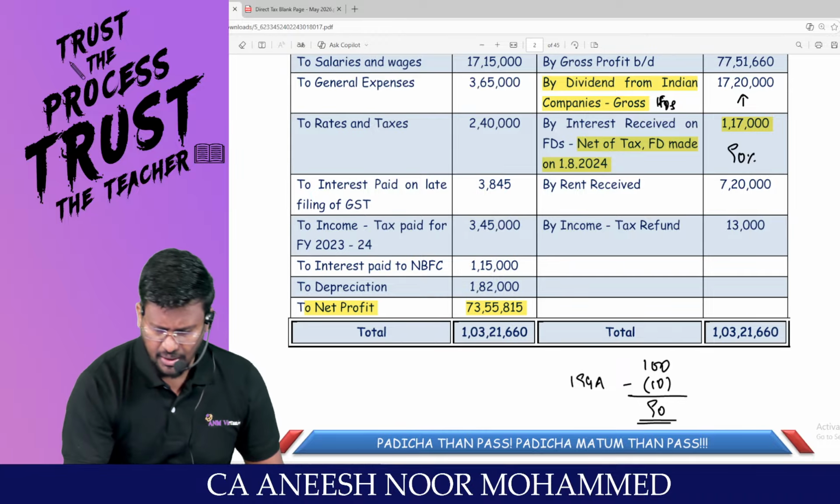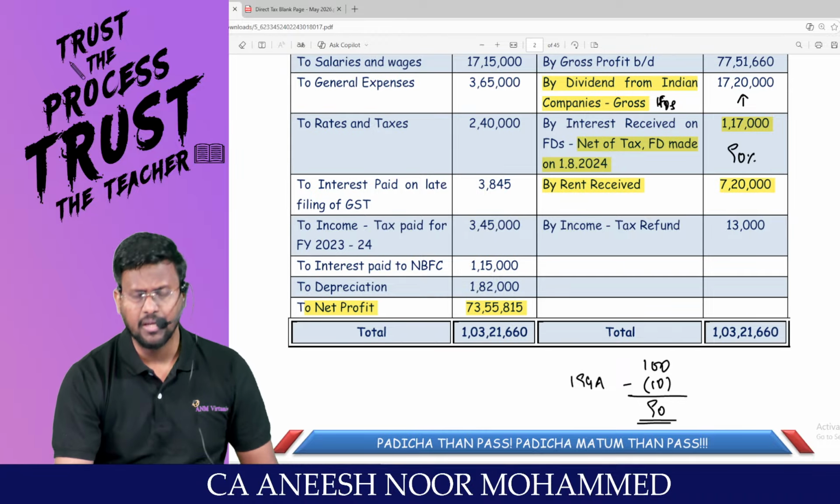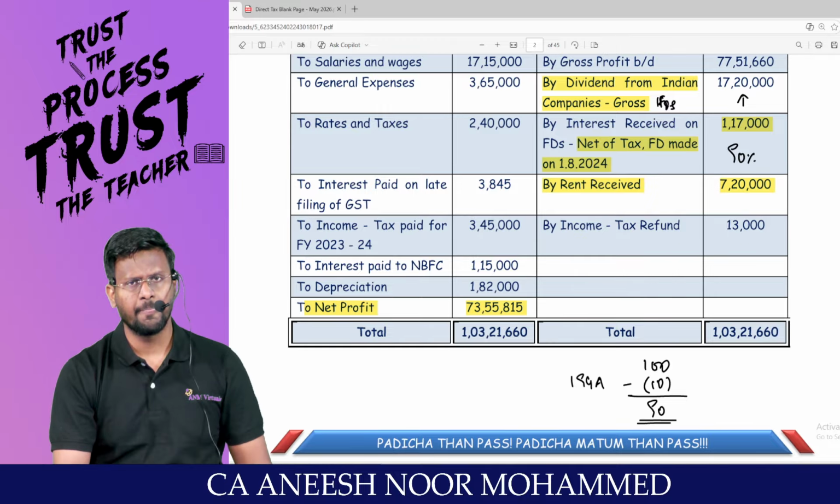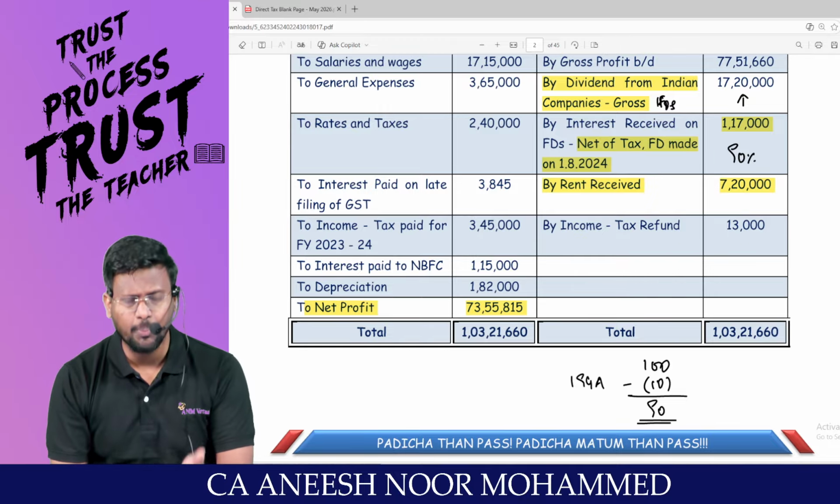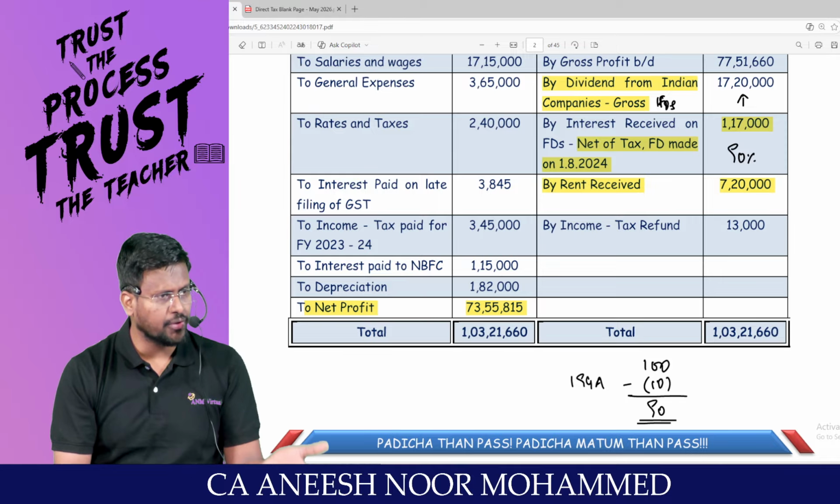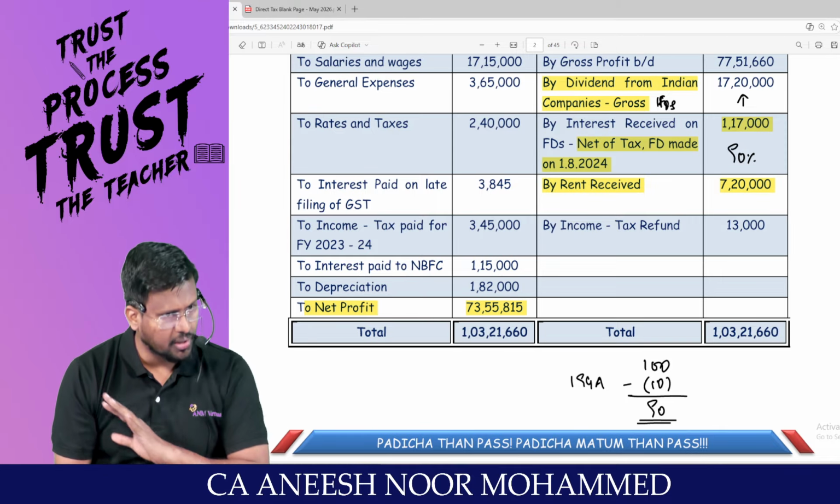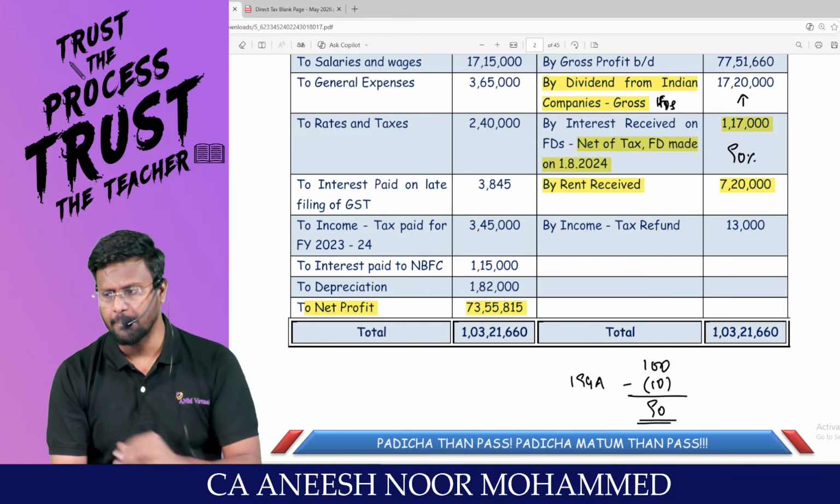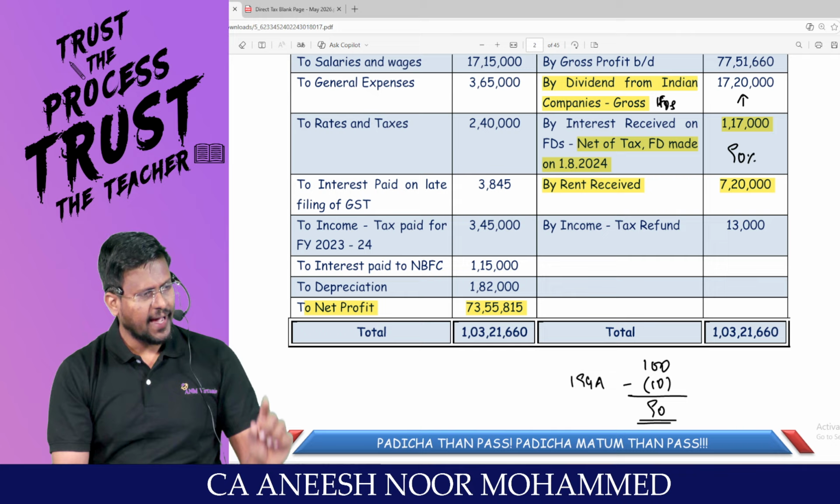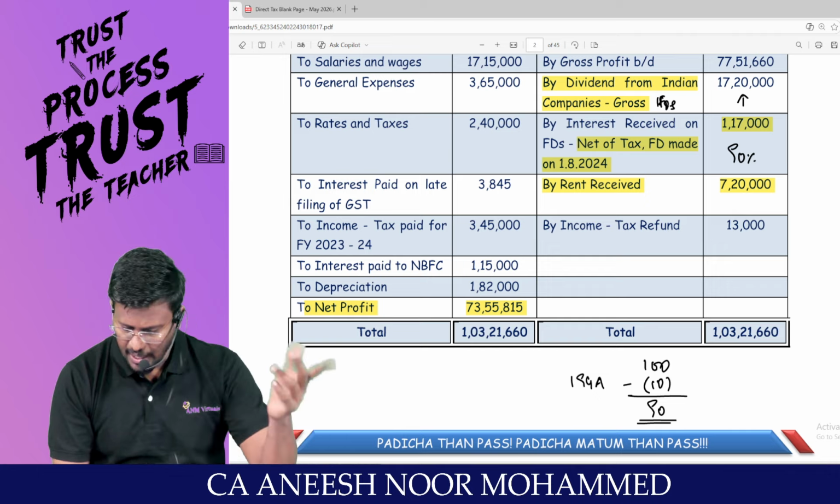By rent received, yes, super. It's an IFHP, income from house property. It has been credited to the P&L account. Because of that, net profit would have increased. It should not increase. It should be deducted from PGBP and should be included in the head IFHP.